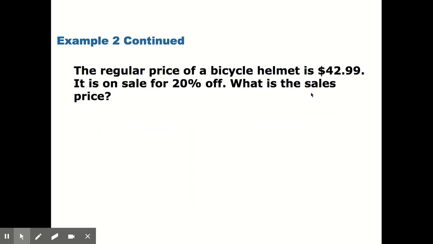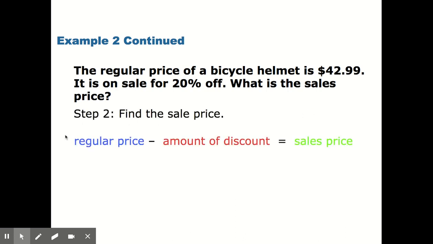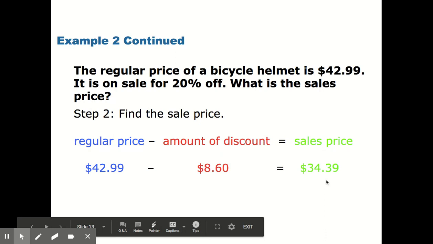So the regular price again is $42.99. It is on sale for 20% off. What is the sales price? Now we find the sales price. We take the regular price, the $42.99, subtract the amount of the discount, and that would give us the sales price. You get $42.99 minus $8.60, and the sale price would be $34.39. So that would be the sales price.